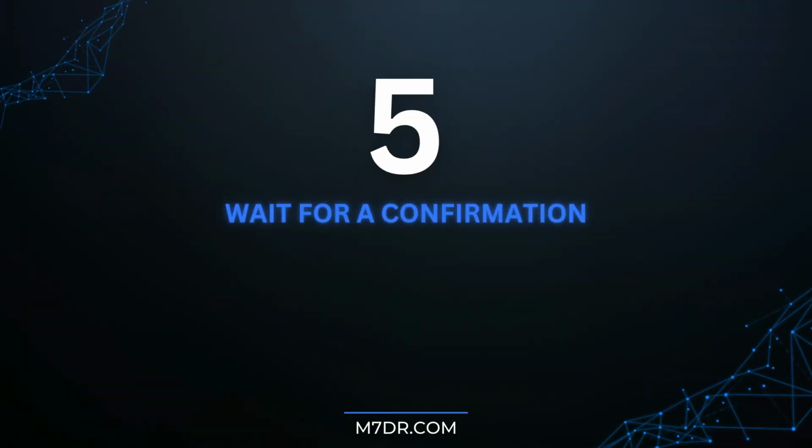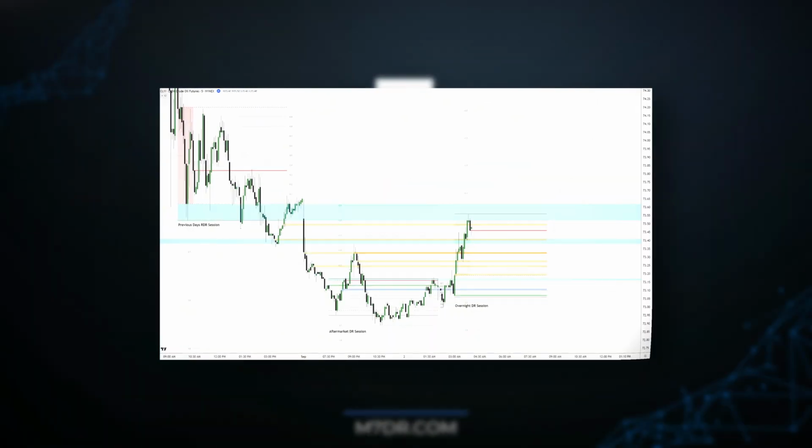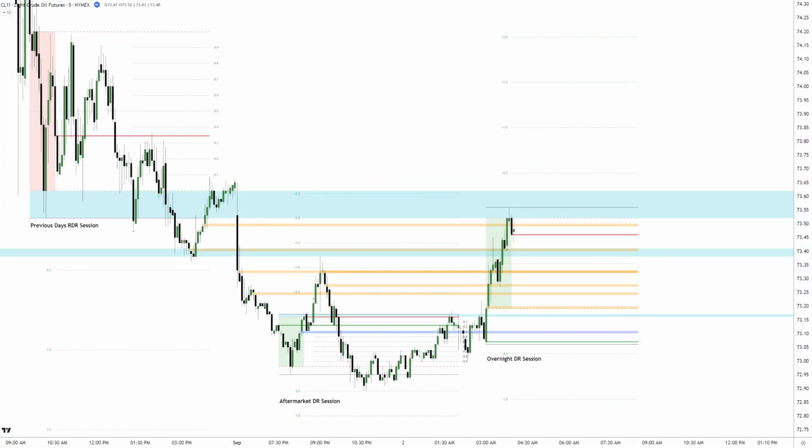Step 5. Wait for a confirmation in either direction. Now the critical part, waiting for a confirmation. This ensures a higher probability of seeing price continue in the confirmed direction for the rest of the DR session. In this example, we've already increased the probability of getting a long confirmation.